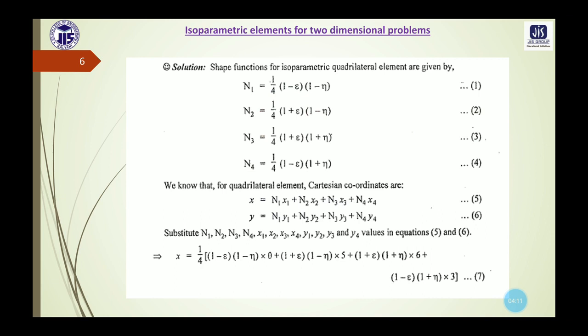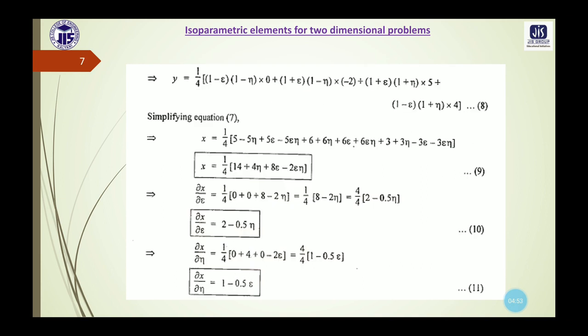Now for this quadrilateral element the Cartesian coordinates can be represented mathematically as x equals N1 x1 plus N2 x2 plus N3 x3 plus N4 x4, and y equals N1 y1 plus N2 y2 plus N3 y3 plus N4 y4. So these are equation numbers 5 and 6. Now if we put the values of N1, N2, N3 and N4 and the values of x1, x2, x3 and x4 in equation number 5, then we are getting this equation number 7. Similarly, if we put the values of N1, N2, N3, N4 and y1, y2, y3, y4 in equation number 6, then we are getting equation number 8 here.